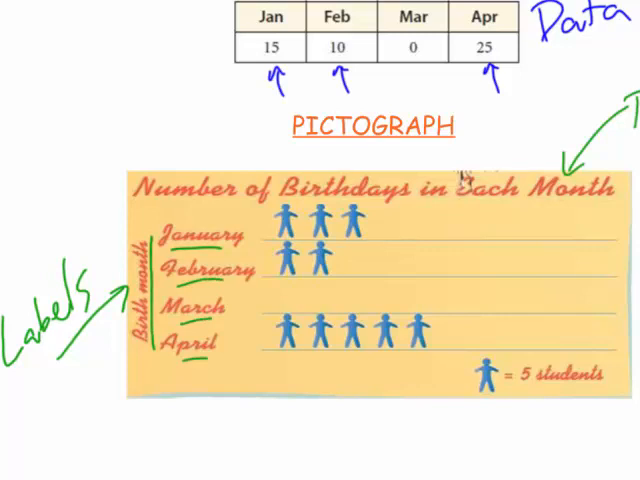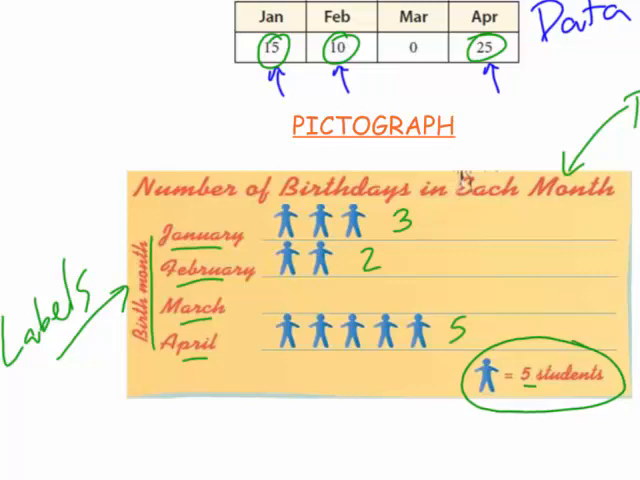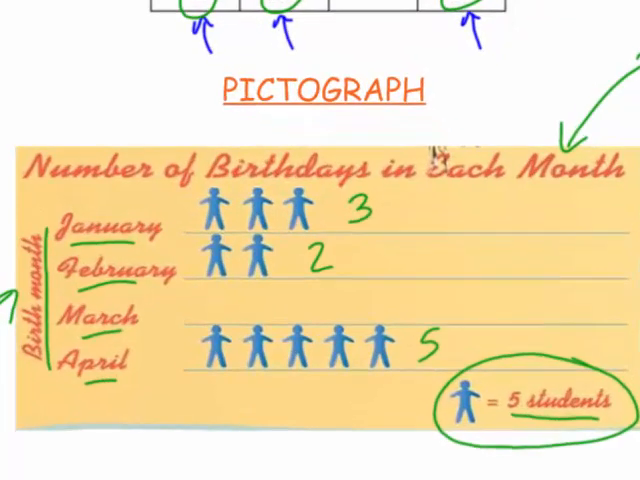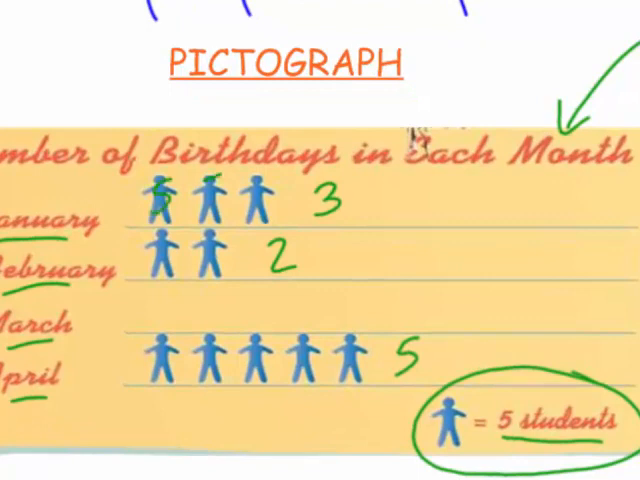Now, for the pictograph, we use pictures. So let's look more in depth. Right now, if I just glance at this, it looks like there's 3 birthdays in January, 2 in February, and 5 in April. But that's not true. Look at my data. I had 15 in January, 10 in February, and 25 in April. So sometimes there needs to be a key on your graph to specify how these numbers work. If you look down here, each person that's drawn represents 5 students. So in January, this is 5 students, 5 more students, 5 more students. So it's really 3 times 5. That's where that 15 comes from.